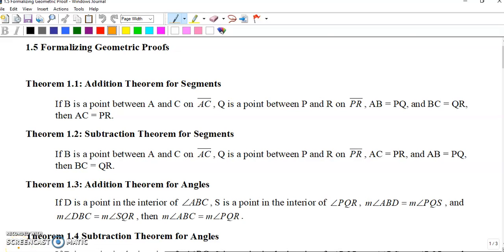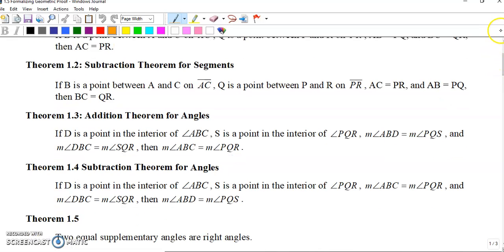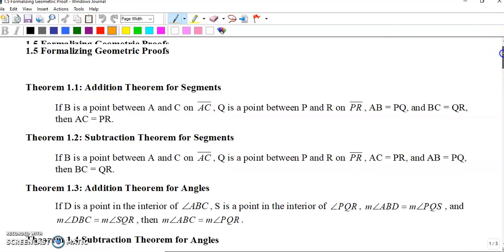So in formalizing geometric proofs, there's a lot of theorems here that are very formal looking. We'll try to simplify them for ourselves a little bit. This first one, addition theorem for segments. So we have to translate words into pictures.